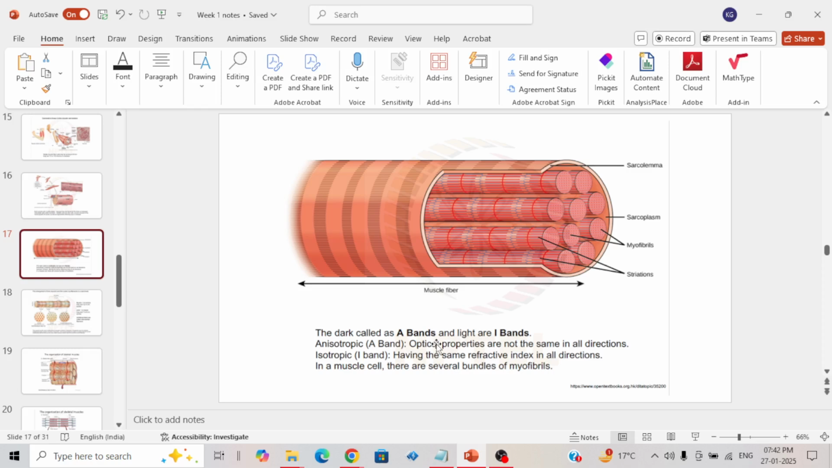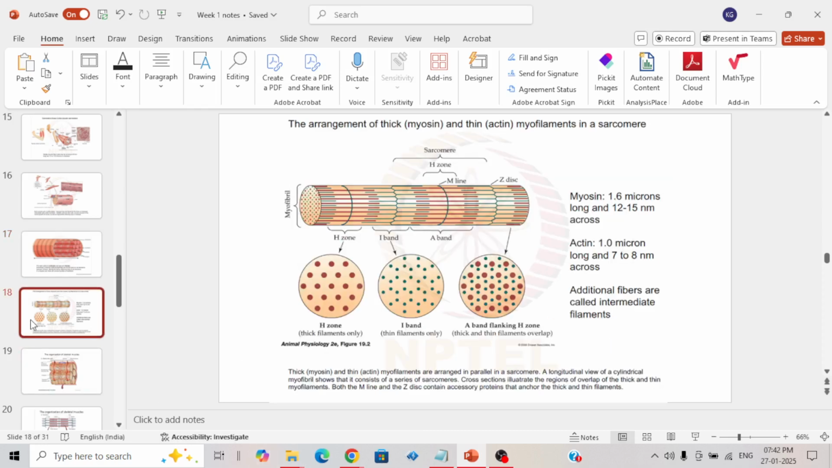A band, I band. You understand that the optical properties are not the same in all directions in the A band, and the isotropic property, or the I band, has the same refractive index in all directions in muscle cells. That's why they are named so, A band, I band. And you must know a sarcomere starts with a Z line and ends with a Z line. In the center of the A band is the M line.